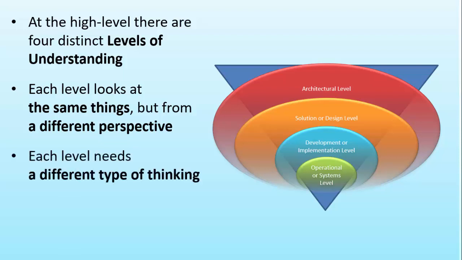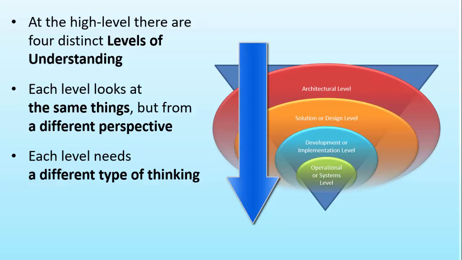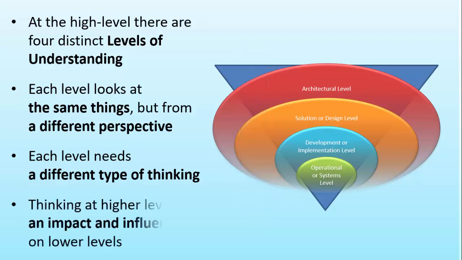Each of the levels requires a different type of thinking. There's a different way of thinking about the same thing from each of the different levels. And that's why the levels of understanding are so powerful as a concept in helping to see how enterprise architecture adds value to solution and design, to development and implementation, and to operations and systems. Thinking at the higher levels has an impact and an influence on the lower levels.